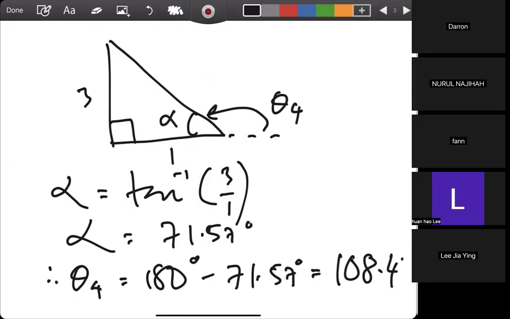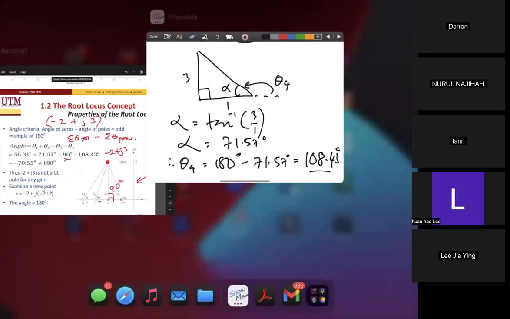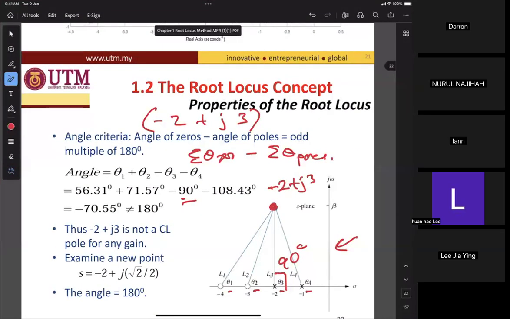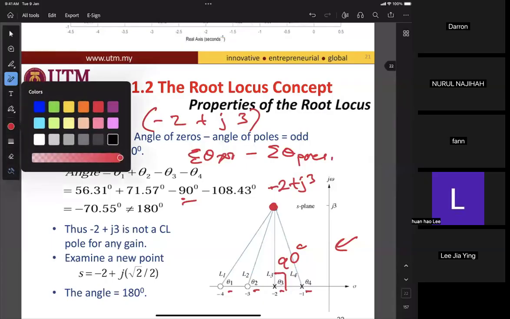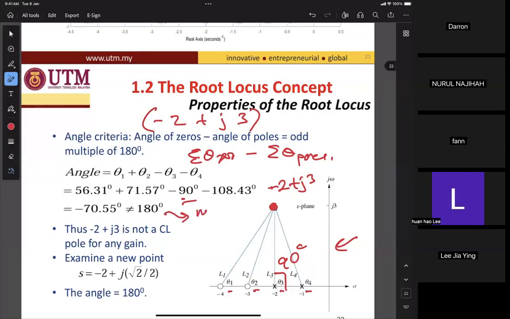So this value will enter the formula as negative, because poles give a negative angle and zeros give a positive angle. So the total is minus 70.55, which is not equal to 180. So it does not fulfill the angle criteria. If not fulfilled, it means minus 2 plus J3 is not on the root locus. Then we choose another new point.